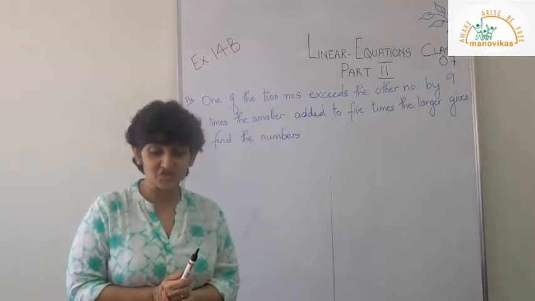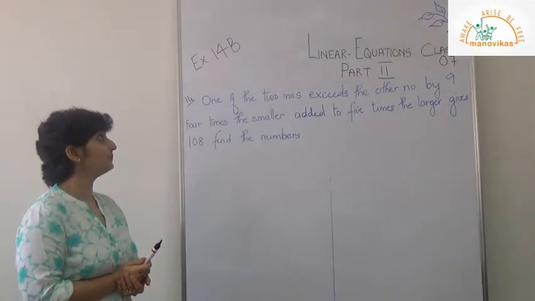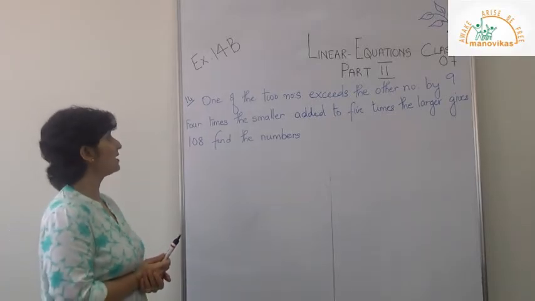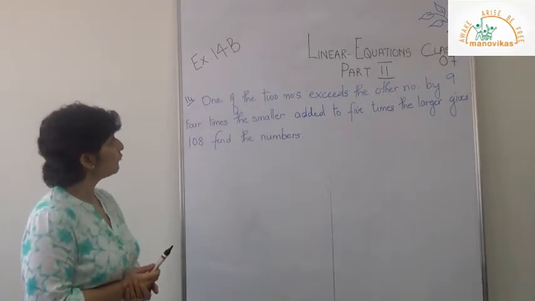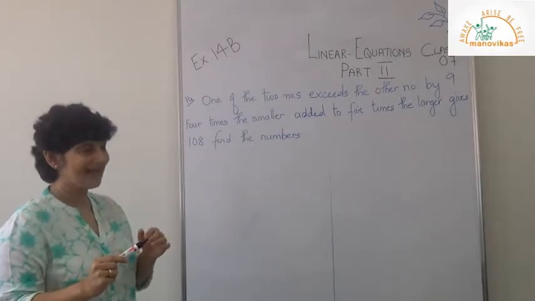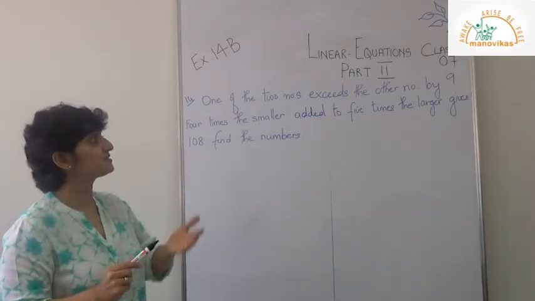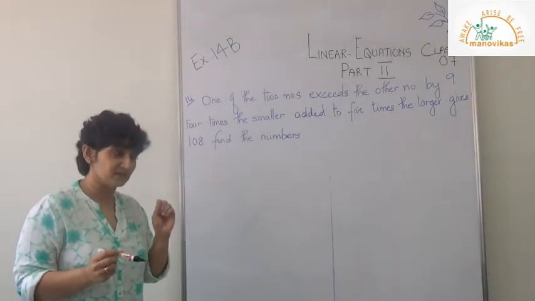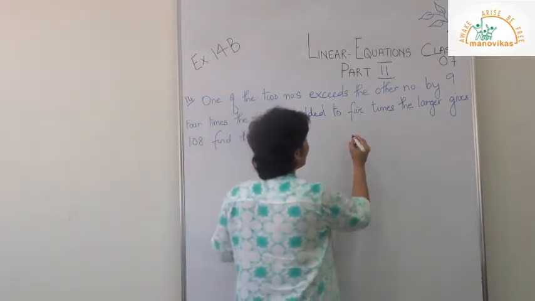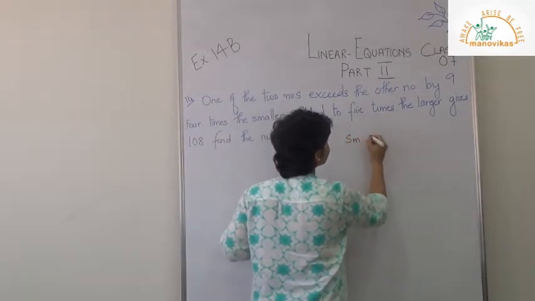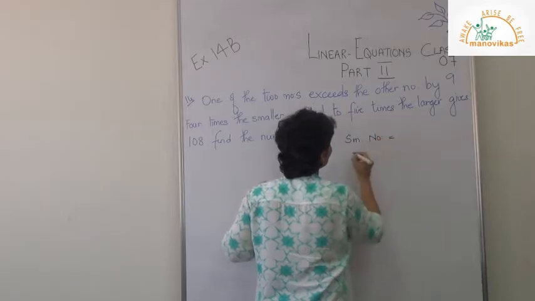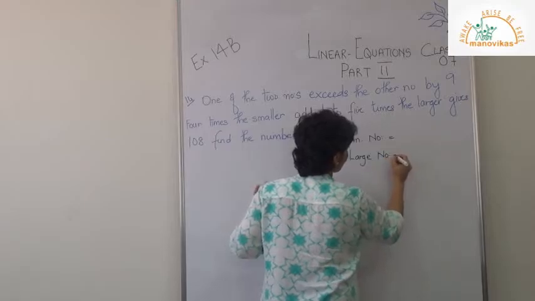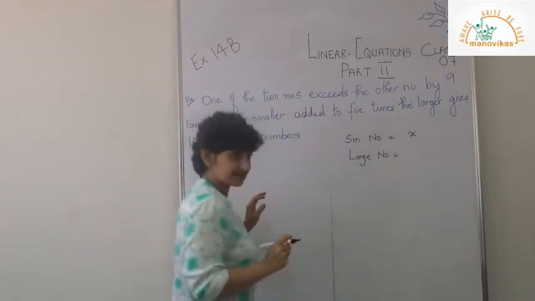Alright children, question 14. Let's read it together. One of the two numbers exceeds the other number by 9. 4 times the smaller added to 5 times the larger gives 108. Find the two numbers. So first thing is, I know I have a small number and I have a large number. Correct? Alright, let my small number be x.